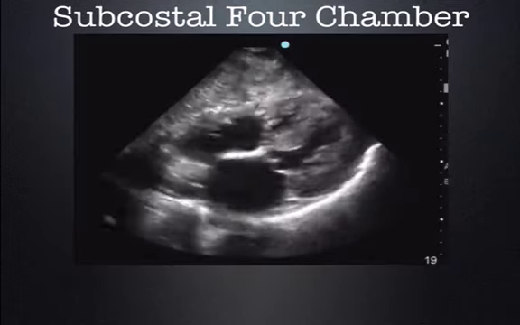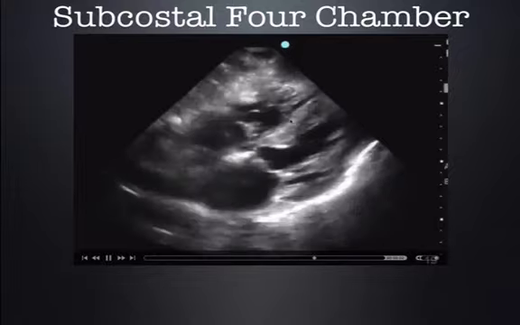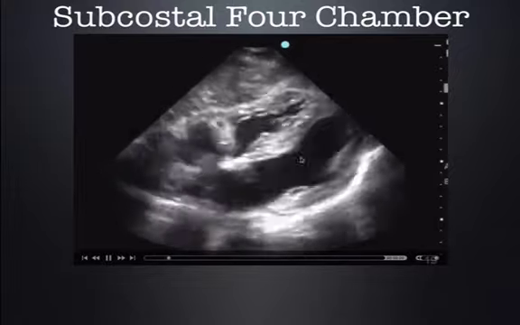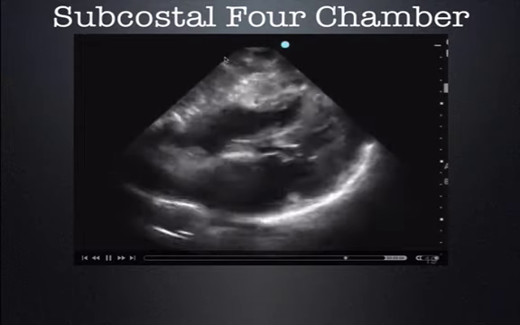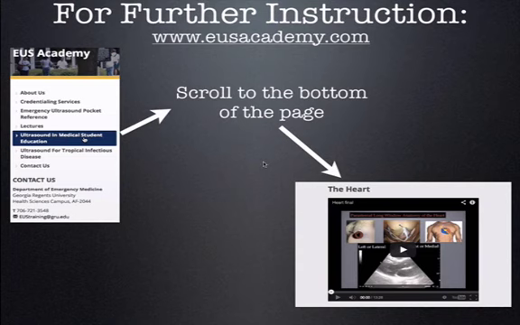Here would be an example of the subcostal 4-chamber view. Right ventricle, left atrium, right atrium. Here's the liver here. Now, if you want a detailed presentation on the different cardiac windows, you can visit eusacademy.com and follow these steps here. Go to the Ultrasound and Medical Student Education option, scroll to the bottom of the page and click on the heart, and you can get a detailed presentation on the various windows of the heart.